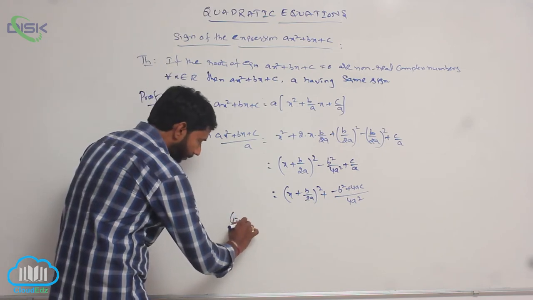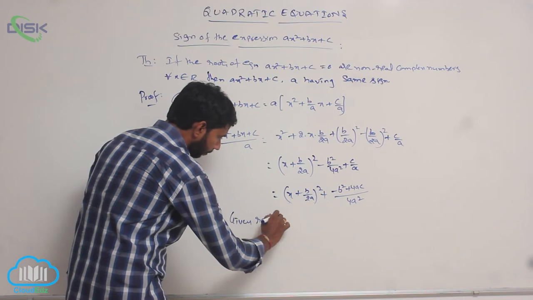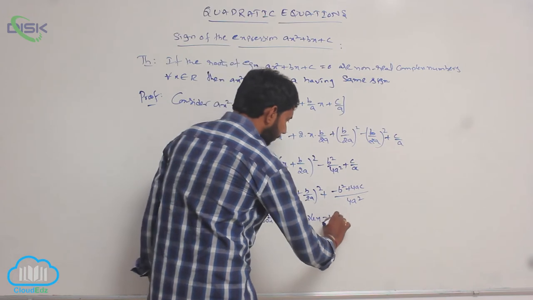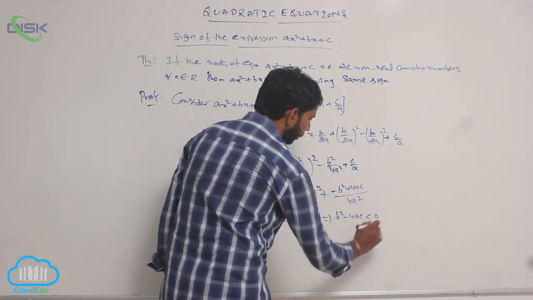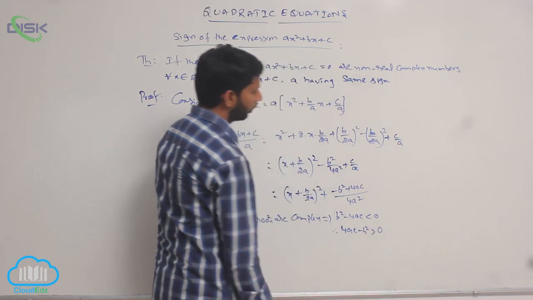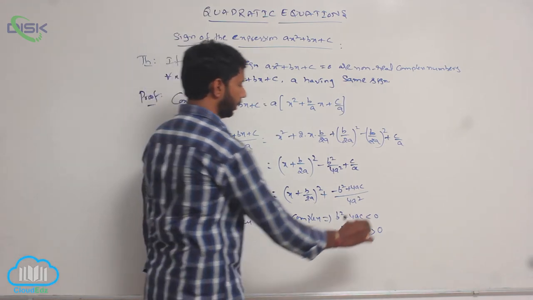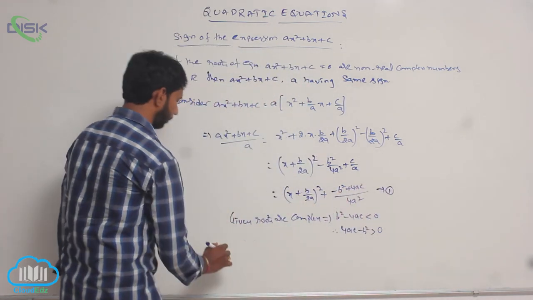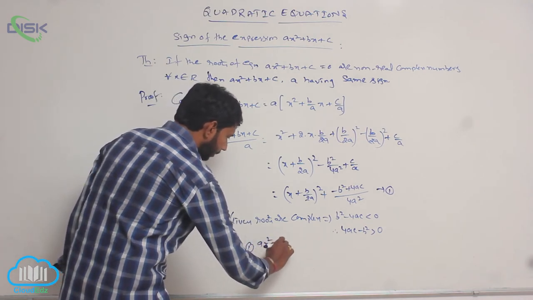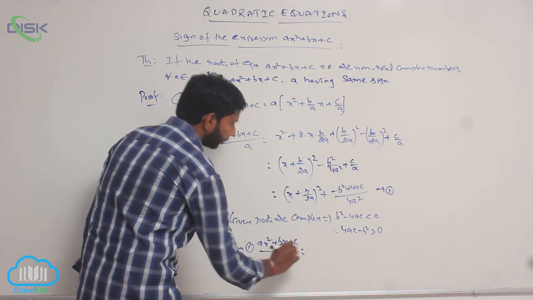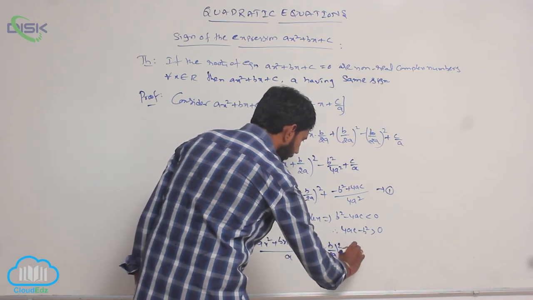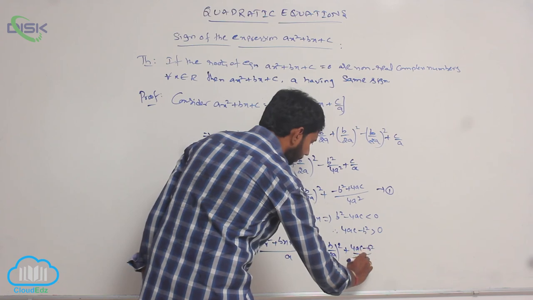Given the roots are complex, that implies b square minus 4ac is less than 0. Therefore 4ac minus b square is greater than 0. From 1, ax square plus bx plus c by a is equal to x plus b by 2a whole square plus 4ac minus b square by 4a square.